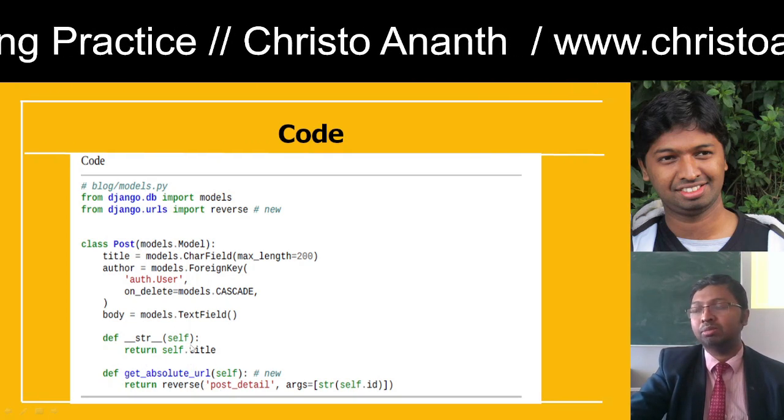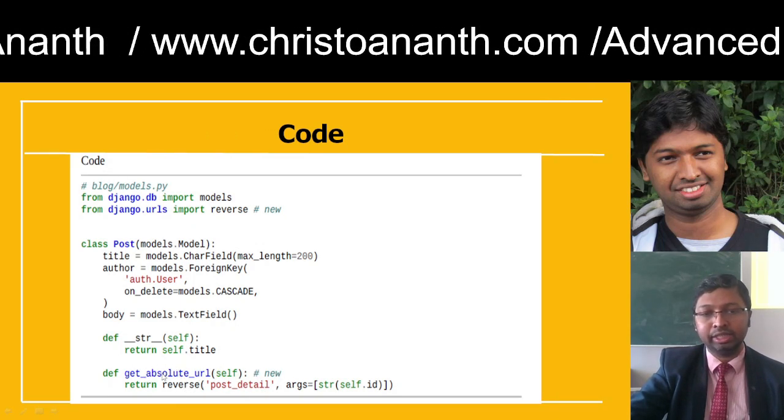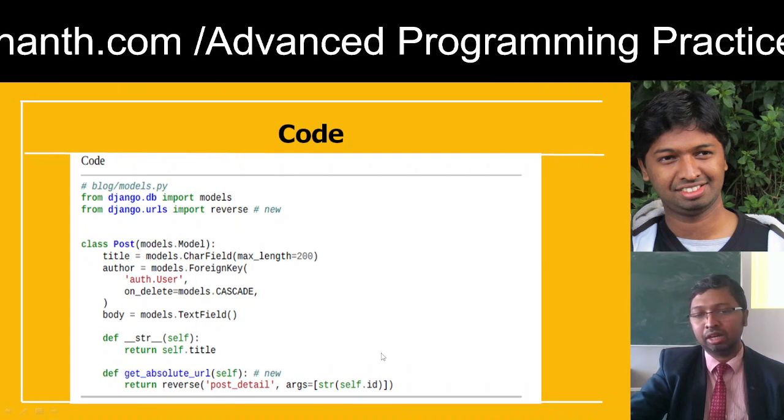Then as I told you, you are going to have a get_absolute_url method. So def get_absolute_url(self). Okay, this is the new thing, and then return reverse, post_detail, with the argument being the string of self.id.